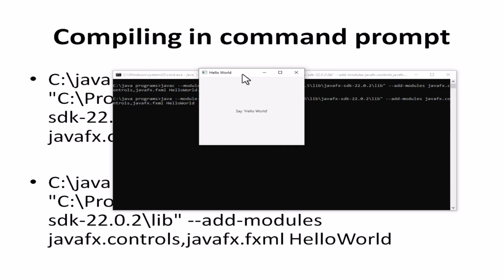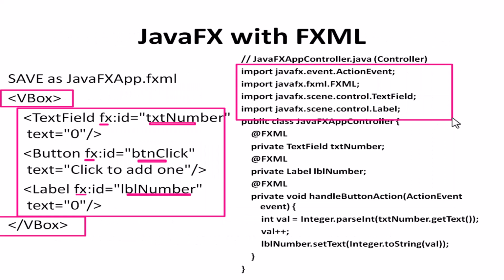Here we have added four packages from javafx. Next, the name of the class is javafx app controller. We have created a private text field object, text number, which we have defined in the text field of the XML. Next, label number. Next, button. The button should be clicked, so the button contains button click.